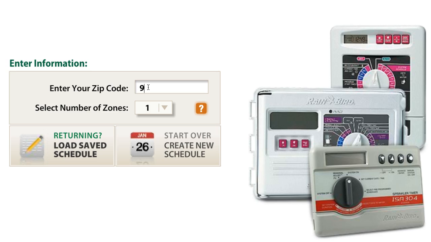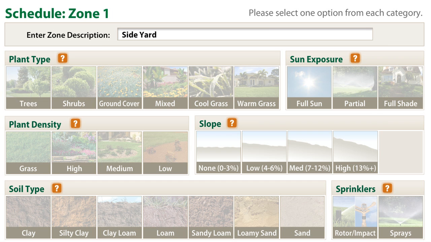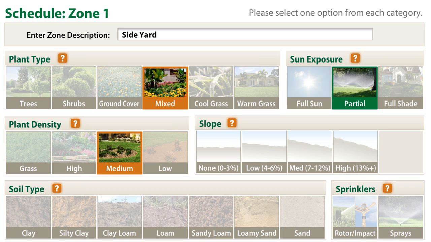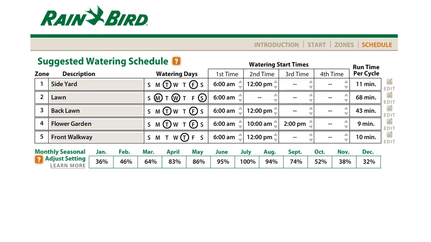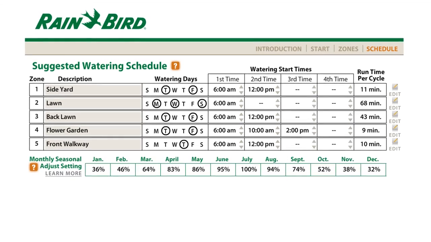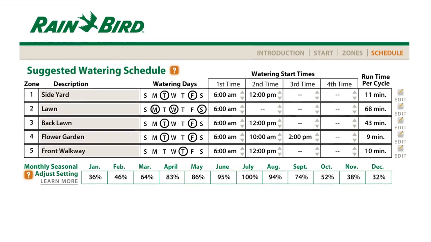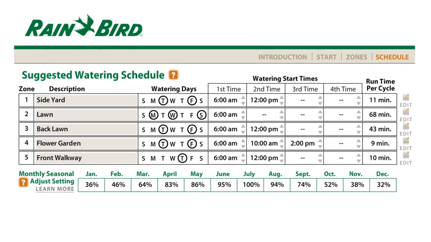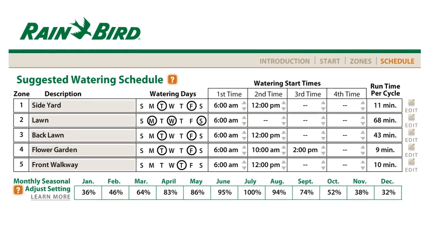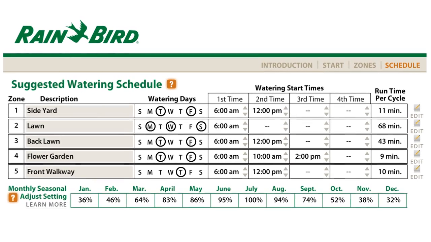Rainbird designed the Runtime Calculator to make it easy for anyone to create an efficient watering schedule. The Runtime Calculator considers your geographical location, the kinds of plants in your yard, how densely they're planted, how much sun they get, the type of soil in your area. All these things affect how much water is best for your landscape. In just a few minutes, you'll have a custom-tailored watering schedule for each zone assigned to your controller. A schedule designed to optimize watering times for healthier plants, reduce water usage, and a lower watering bill.